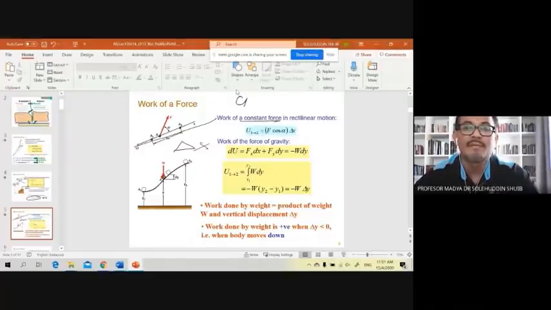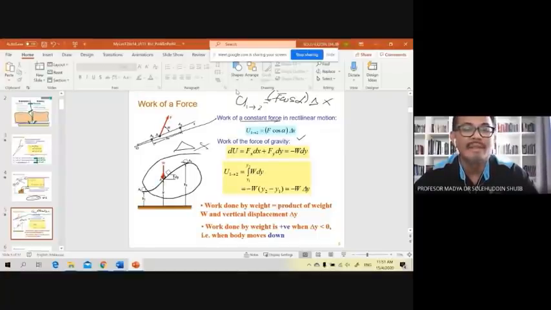Work done from 1 to 2 equals, again you use the equation, F cosine alpha, put in bracket, and then times delta x. Okay, this is the case where work of a constant force. The next one is related to the gravity. Look at here, the gravity.